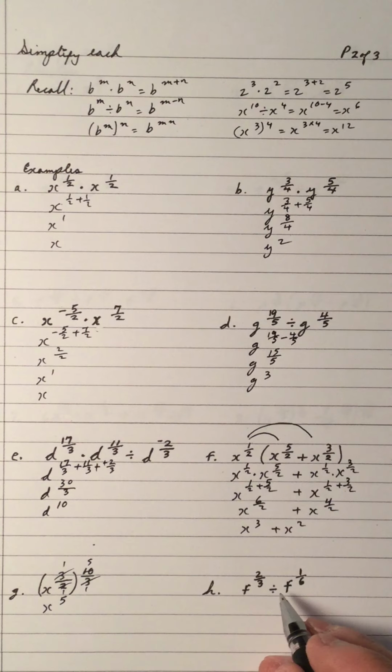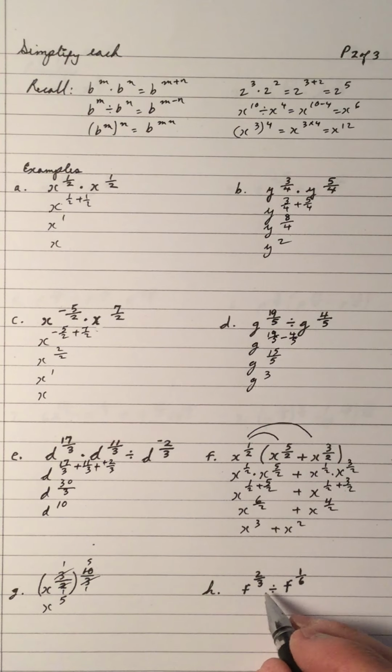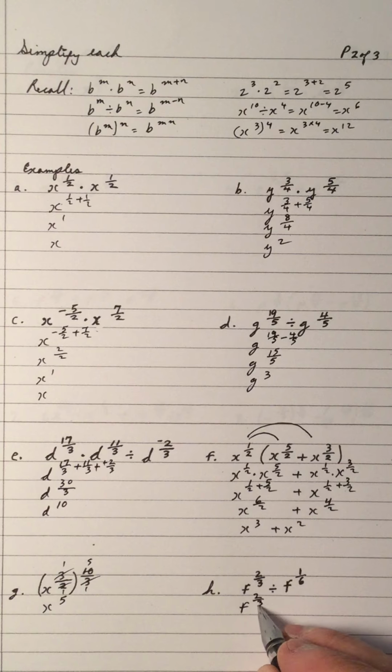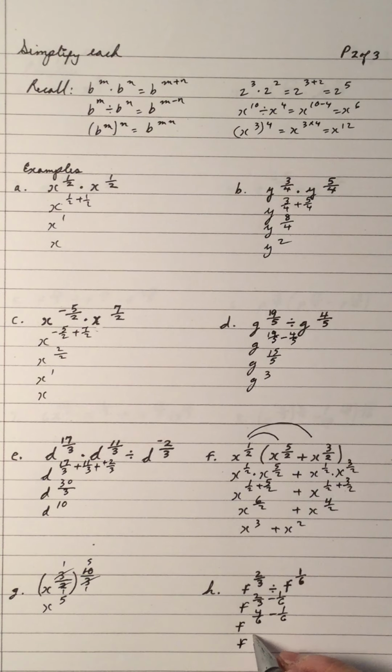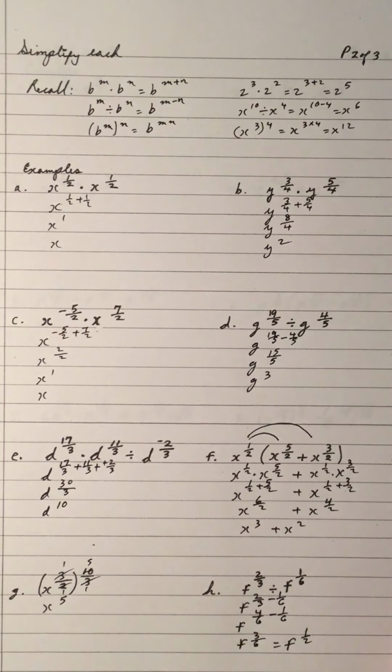And h, we have the same base, f. And because we're dividing, we subtract the exponents. So it's 2/3 subtract 1/6. And a common denominator for 3 and 6 is 6. So 3 into 6 goes 2. 2 times 2 is 4, subtract 1/6. That's f to the 3/6. So that equals f to the half.